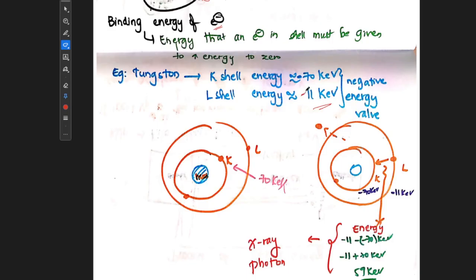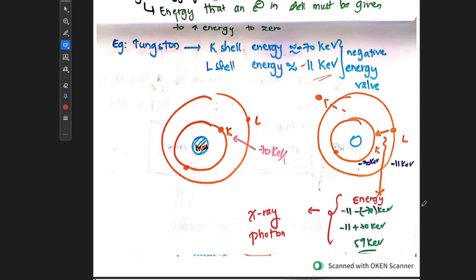You should remember that. So for example, for a transition, if an electron has to transit from the L shell to the K shell, the L shell has an energy of minus 11, the K shell has an energy of minus 70. So from minus 11 to minus 70, it is around 59 kilo electron volts. An X-ray photon is released when an electron undergoes transition from the L shell to the K shell.